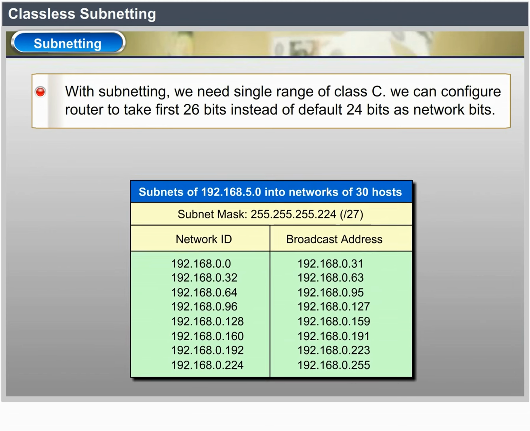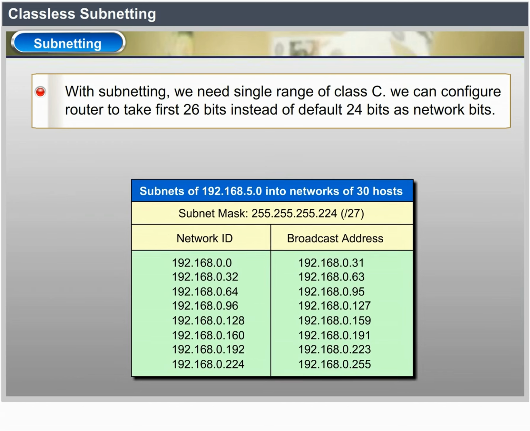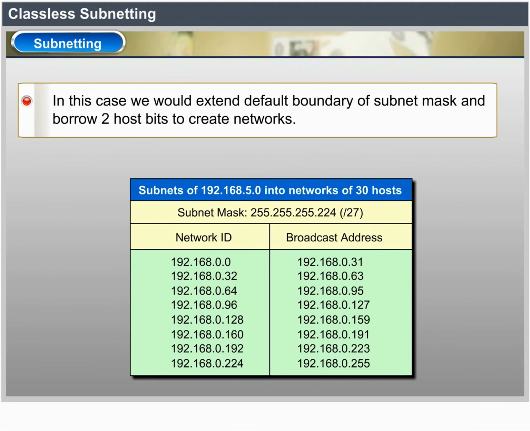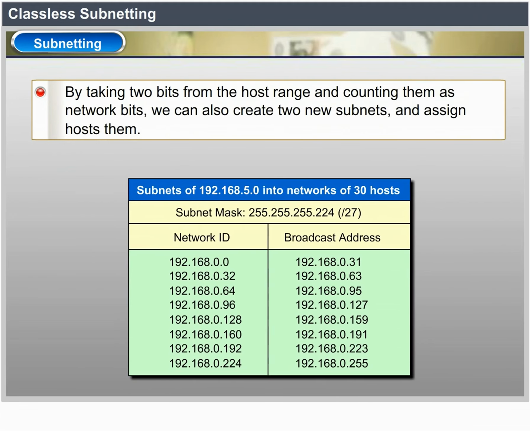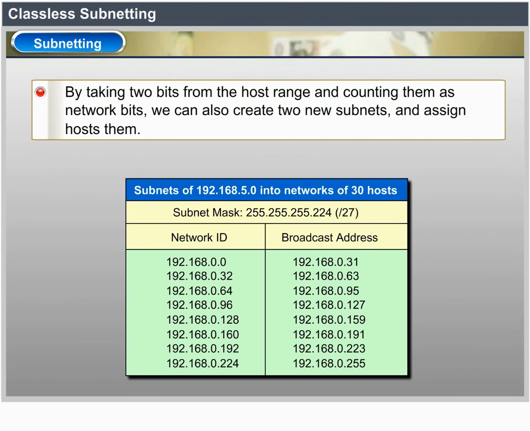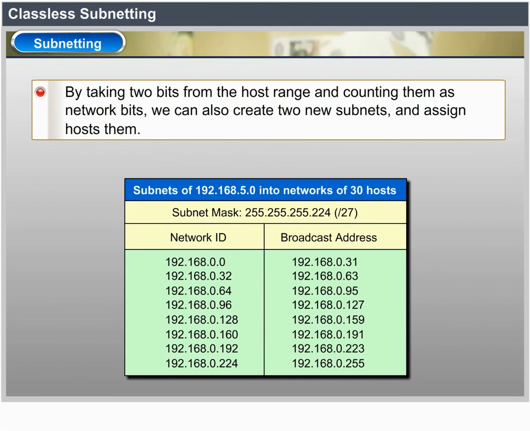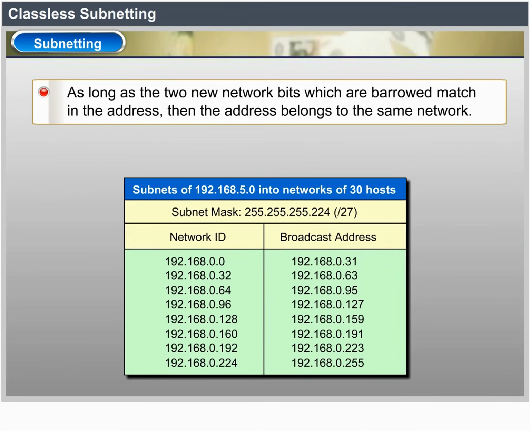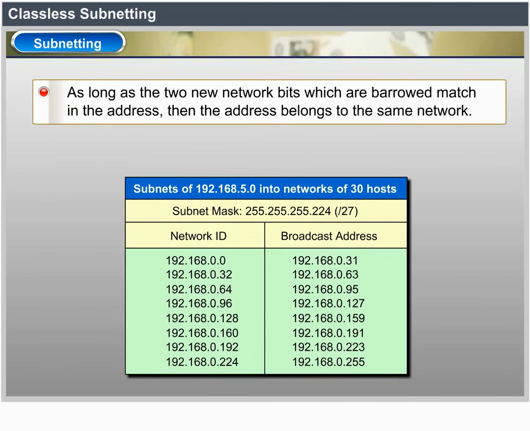With subnetting, we need only a single range of Class C. We can configure the router to take the first 26 bits instead of the default 24 bits as network bits. In this case, we would extend the default boundary of the subnet mask and borrow 2 host bits to create networks. By taking 2 bits from the host range and counting them as network bits, we can create new subnets and assign hosts to them. As long as the 2 new network bits match in the address, then the address belongs to the same network.